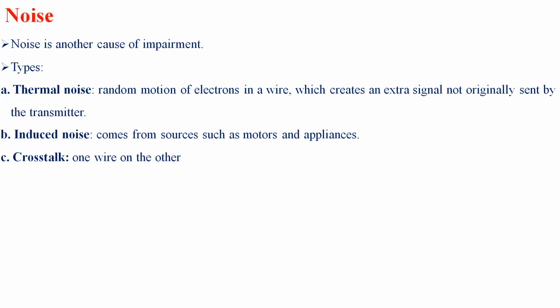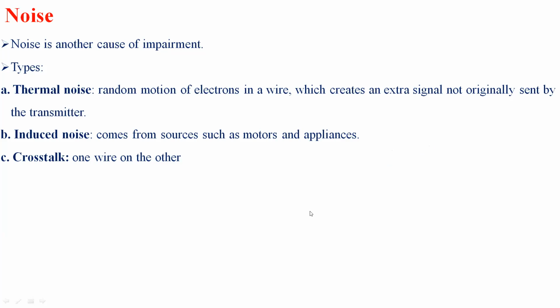Whereas crosstalk occurs when there is a connection between one or more wires, so one wire affects the other wires. We observe this somewhere in our day-to-day life, right? If there is one wire, another wire is dragging upon it. So this is crosstalk.